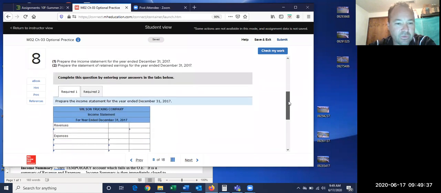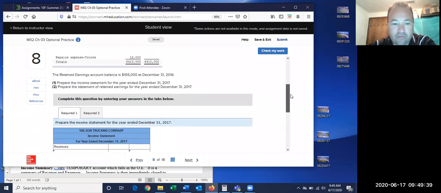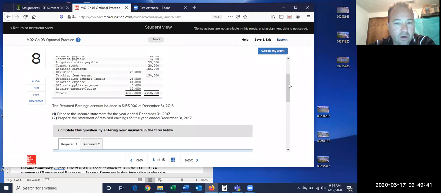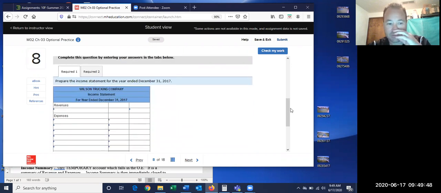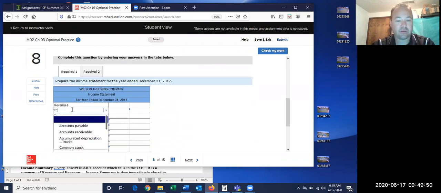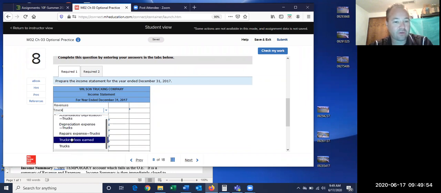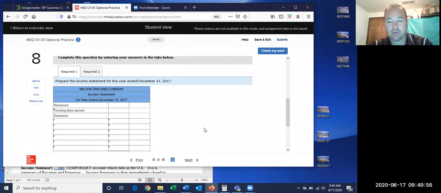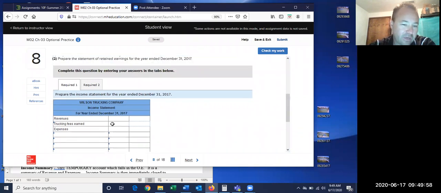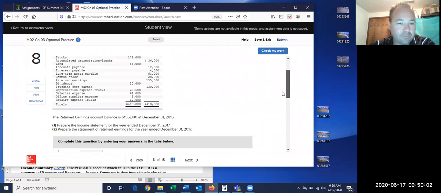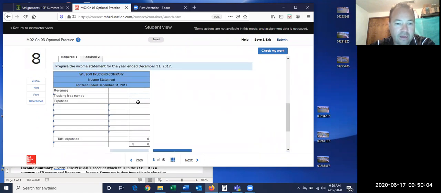So let's get into this with the income statement. Hopefully we have a good idea and remember how to do this. Our revenue, we only have one revenue for this company, the trucking fees earned. So let's put that in here exactly as they have it, trucking fees earned. And then again, we don't need to put in the subtotal since there's only one. We can just put it over in the total column, the 130,000.